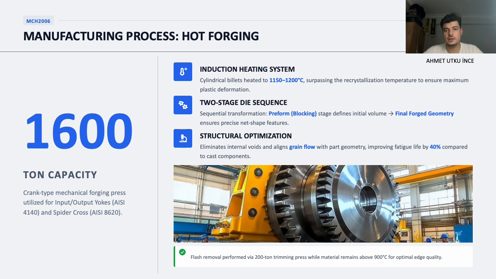The forging is done in a two-stage die sequence. Firstly, the preform stage optimizes the initial volume, followed by the final forge geometry to establish net shape features. This structural optimization aligns the grain flow, boosting the fatigue life compared to cast alternatives. And lastly, flash removal is performed using a 200-ton trimming press while the temperature remains high for optimal edge quality.